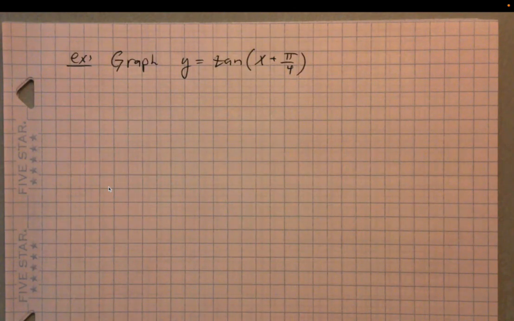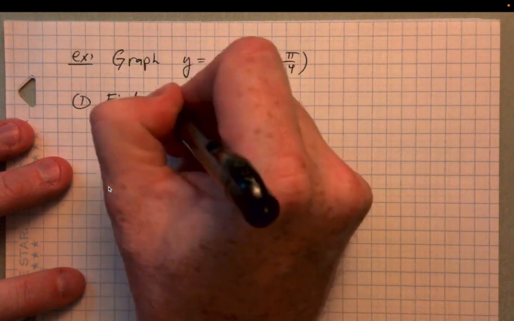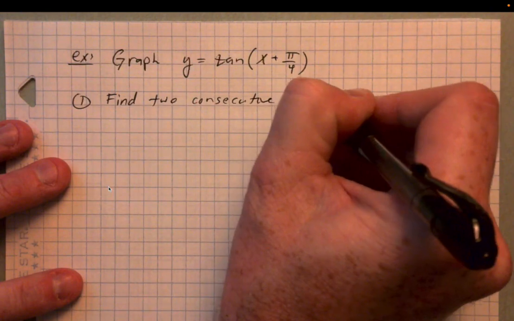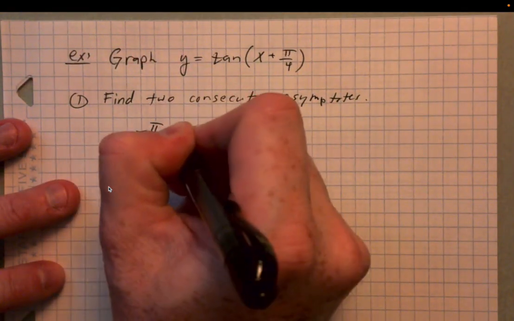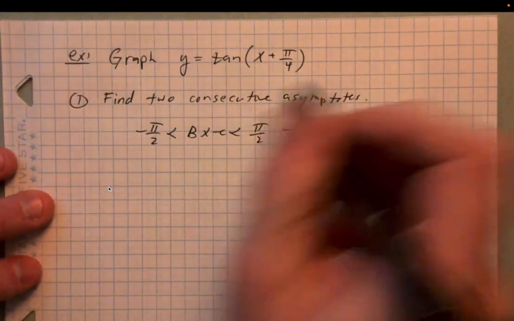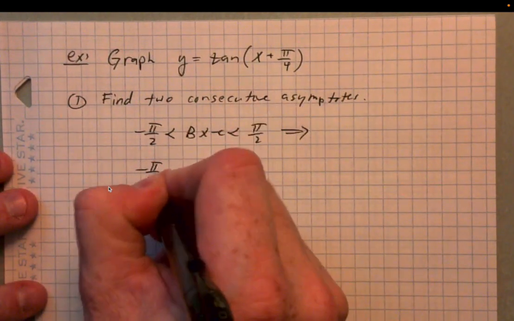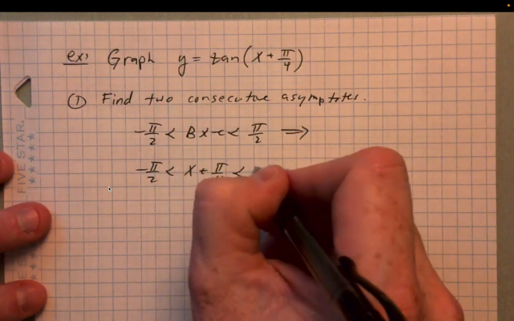Okay. So step 1, remember, is to find those consecutive asymptotes. So let me write that in just so we can make the connection here. Find two consecutive asymptotes. Now the way I said to do that was to use this. Negative pi over 2 is less than bx minus c, which is less than pi over 2, right? And so just kind of using that as your structure, let's plug in our values here. So negative pi over 2 is less than x plus pi over 4, which is less than pi over 2.